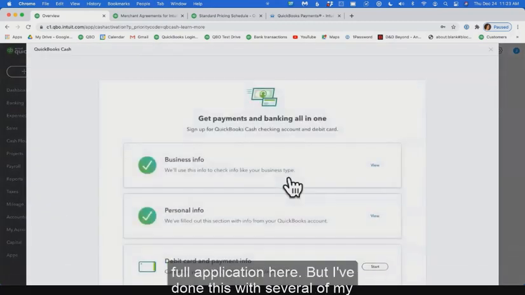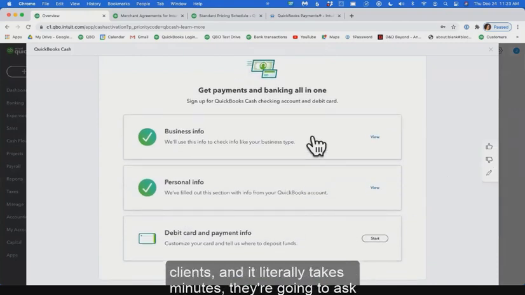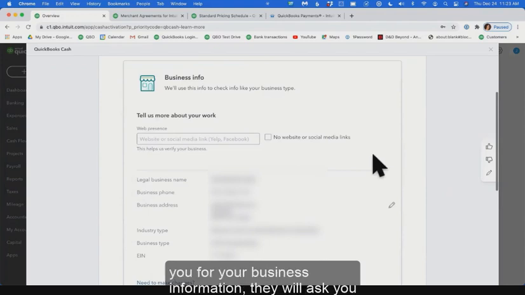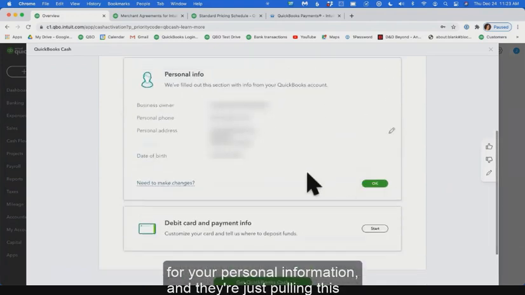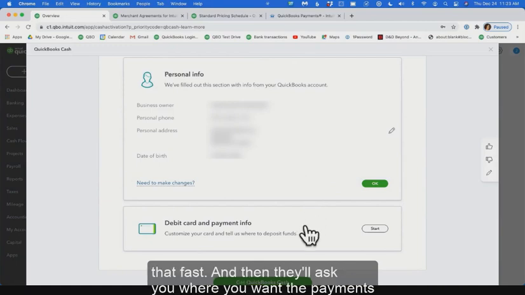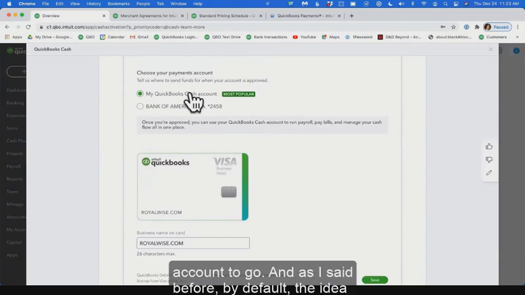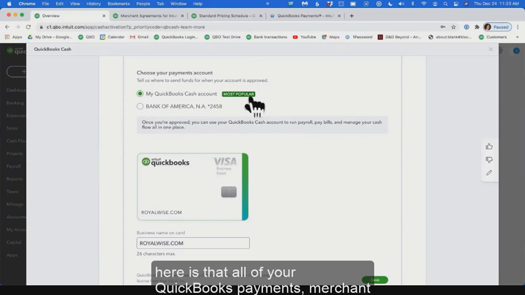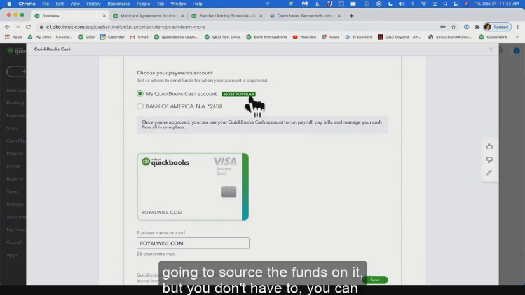We're not actually going to do a full application here, but I've done this with several of my clients and it literally takes minutes. They're going to ask you for your business information. They will ask you for your personal information, and they're just pulling this out of your already existing QuickBooks Online setup. So it's that fast. And then they'll ask you where you want the payments account to go. And as I said before, by default, the idea here is that all of your QuickBooks Payments Merchant Services are going to go into this account, which is what's going to source the funds on it.